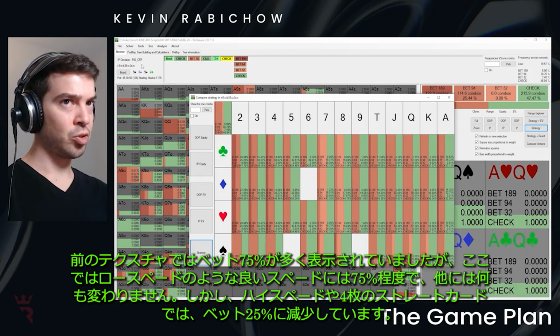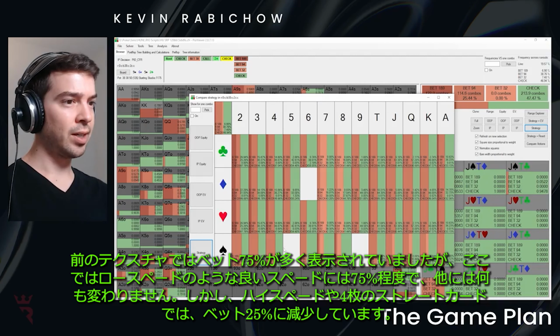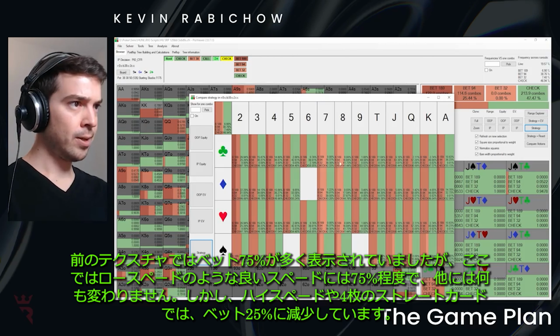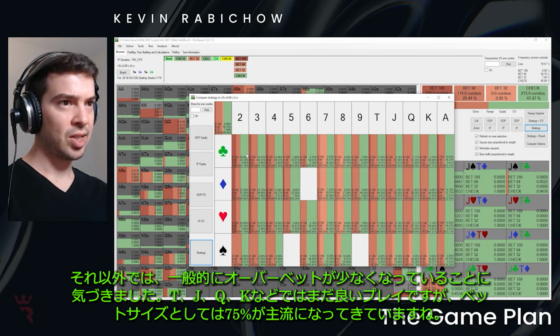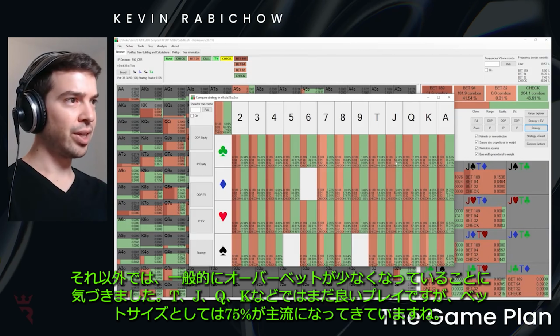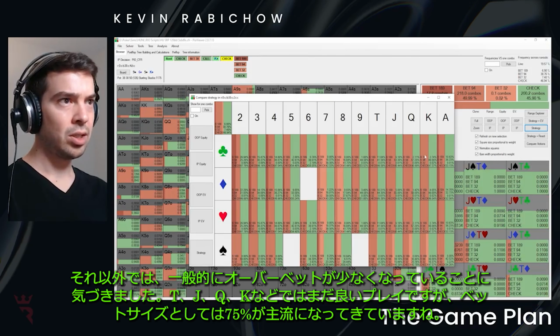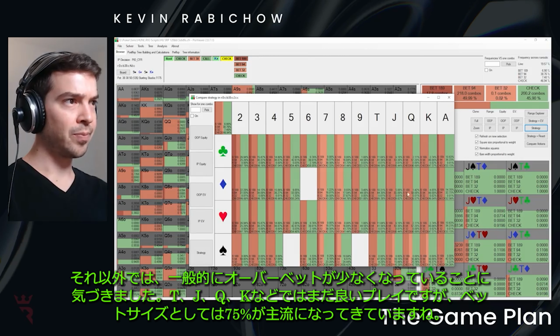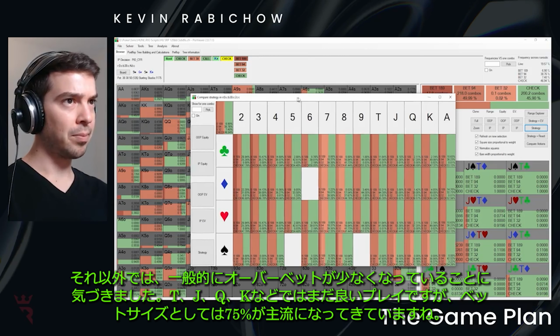The previous textures were showing a lot of bet 75. Here we're seeing bet 75 on the good spades, like the low spades that don't change anything else. But we're seeing a reduction to bet 25% on higher spades, or also the four straight cards. Well, the four straight cards just in general, we're seeing a reduction to 25%. Other than that, what I'm noticing is that overbetting is just less common in general. It's still a fine play on the 10, the jack, the queen, the king, but we're seeing 75% take over as kind of the predominant bet sizing.